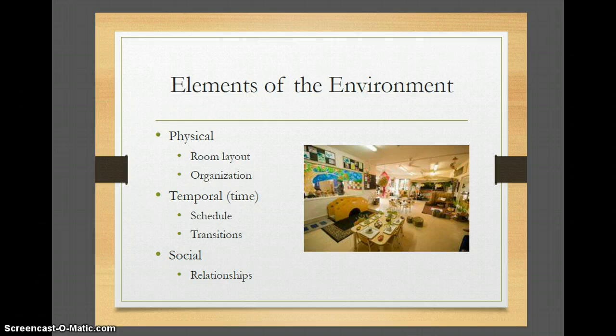We're talking about the physical environment, so that includes things like the room layout, organization of materials within the classroom, the way the centers are set up. We're talking about things like where the exits are, safety features that are there for children who might have any sort of challenging behaviors. We're talking about modifications for disabilities. So we're talking about all aspects of the physical classroom.